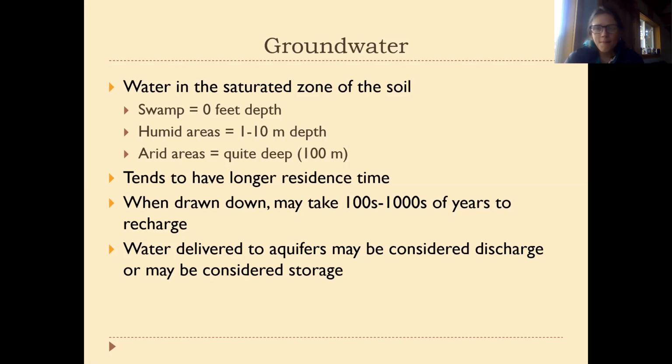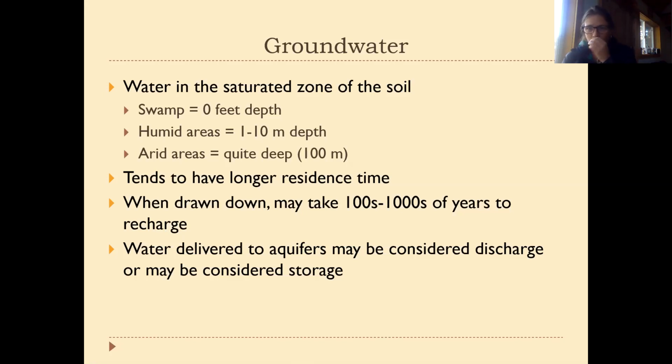Coming back to our water equation, P (precipitation) equals ET plus SS plus D. The incoming water to a watershed can end up as evapotranspiration, as soil storage, or as discharge. I just want to acknowledge that whether groundwater is considered soil storage or discharge depends on the watershed and depends on the context.